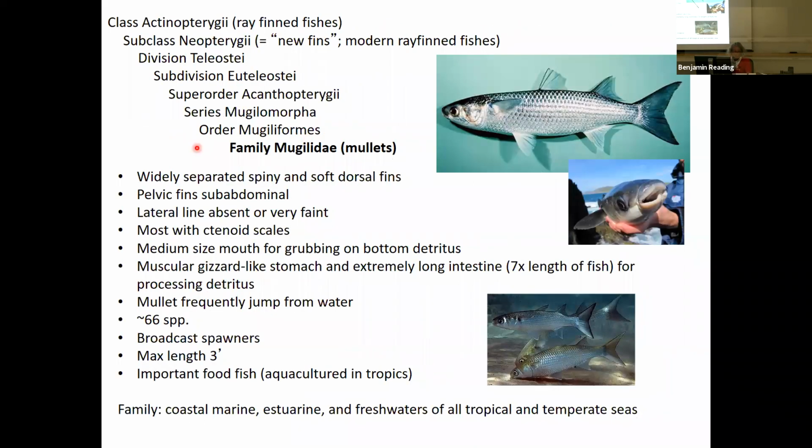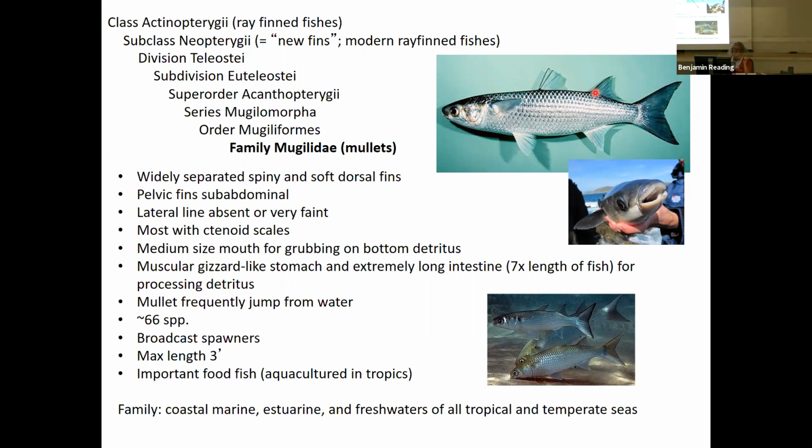So here's our one example, family Mugillidae, the mullet. We call these jumping mullet because they jump, and I'll show a video of that. But here's a mullet. Widely separated, spiny. So here's where we start seeing a lot of the spiny activity. Anterior dorsal, close to the head, spiny fin. Posterior dorsal, close to the tail, soft rays.